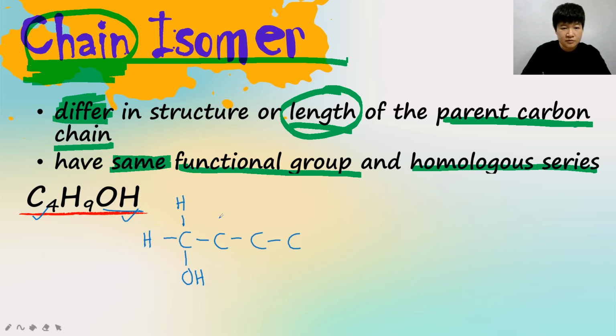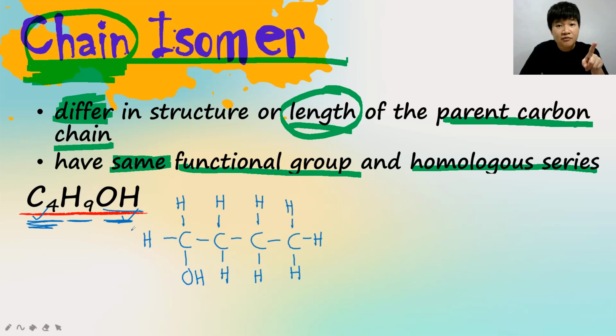Bear that in mind, every carbon must have 4 bonds. So to complete all the 4 bonds, you will eventually use up all your hydrogen. If you have extra or if you don't have enough, then you are drawing it wrongly. When the question says it's C4H9OH, you shall never add or remove any of the atoms.